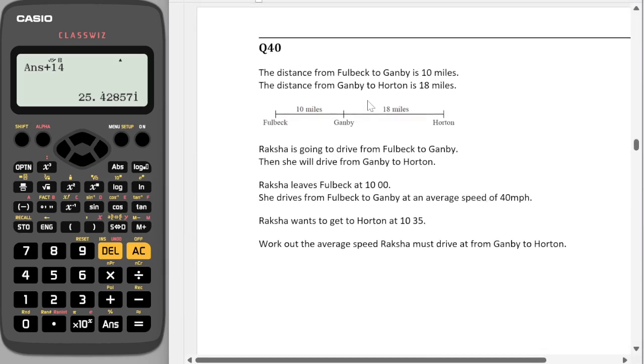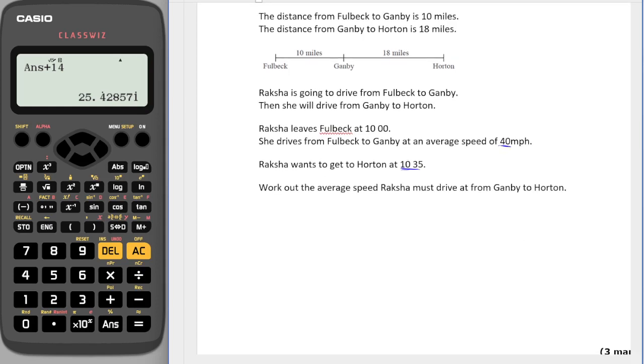Right, question 40. The distance from F to G is 10 miles. The distance from G to H is 18 miles. Rakasha is going to drive from F to G. She will drive from G to H. She leaves at 10. She drives at an average speed of 40 miles per hour there. Work out the average speed.